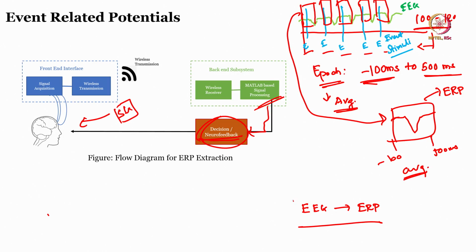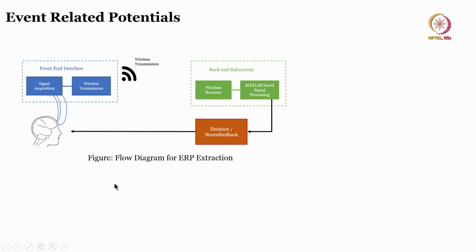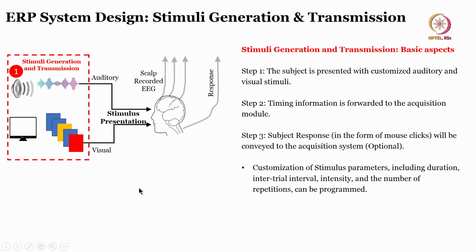The key thing is you should know the difference between EEG and ERP. ERP is just a time-locked average value, a part of EEG only, recorded over multiple trials. Okay, so let's quickly move ahead and see the basic building blocks of any ERP system.